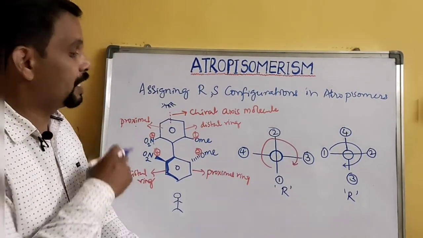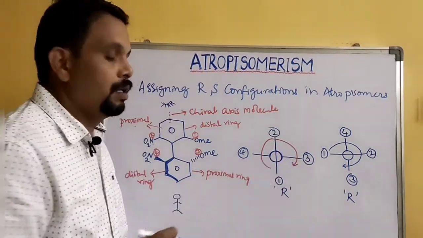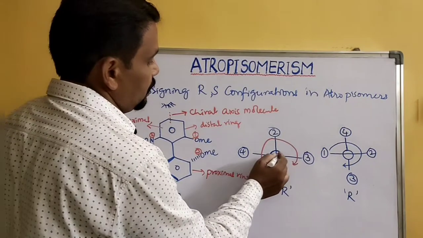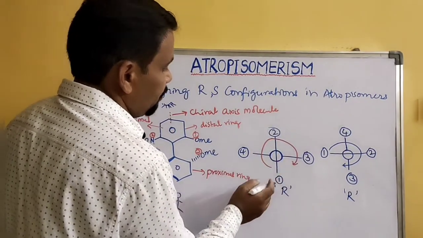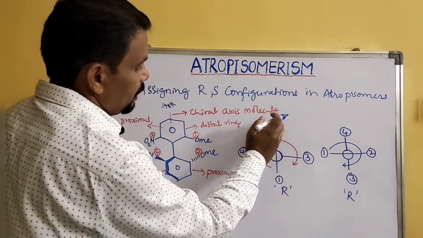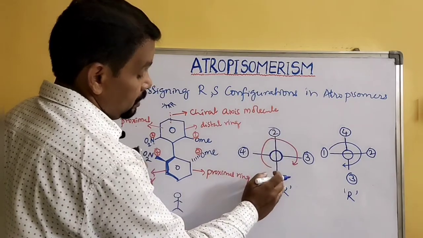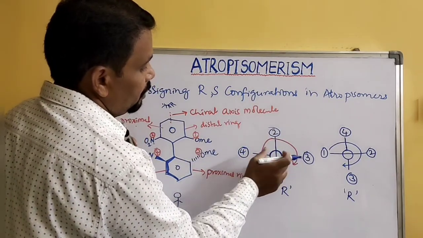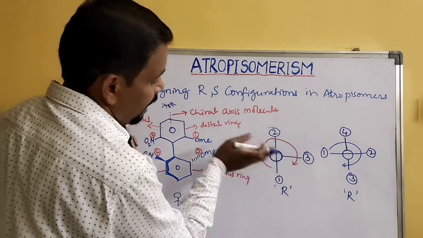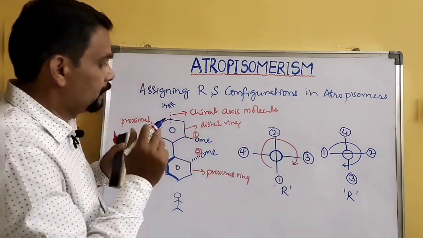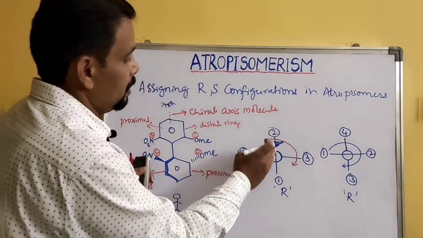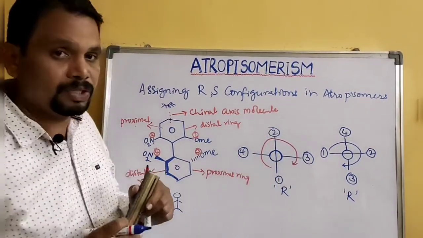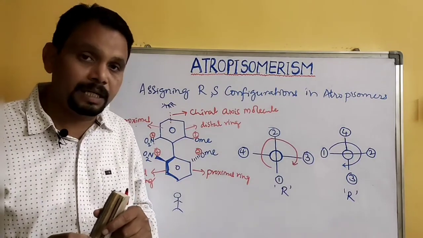Then convert them into Newman projection. First you draw the circle, and whichever is nearer, you draw the line through that circle, and whichever is away from you, you draw the line from the back side. The proximal numbers get placed accordingly, and the distal ring priority numbers accordingly.